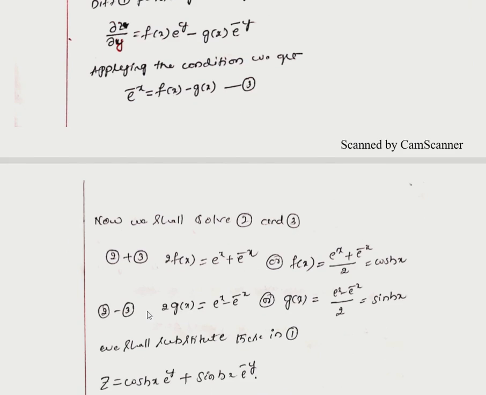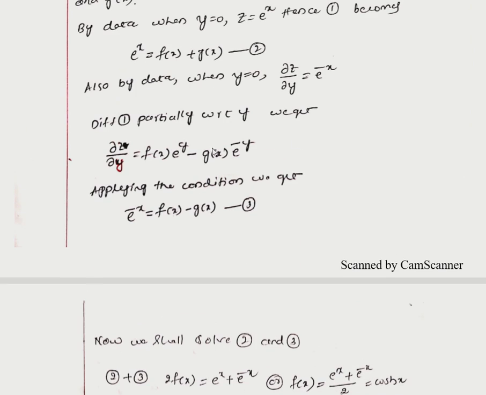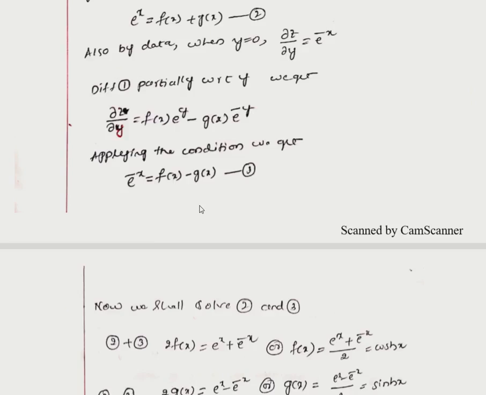Similarly, take equation 2 minus 3. Here this will become minus f(x), and minus of minus is plus g(x). Therefore, plus f(x) and minus f(x) get cancelled. Here this is g(x), and minus minus g(x) is plus g(x). g(x) plus g(x) is 2g(x).